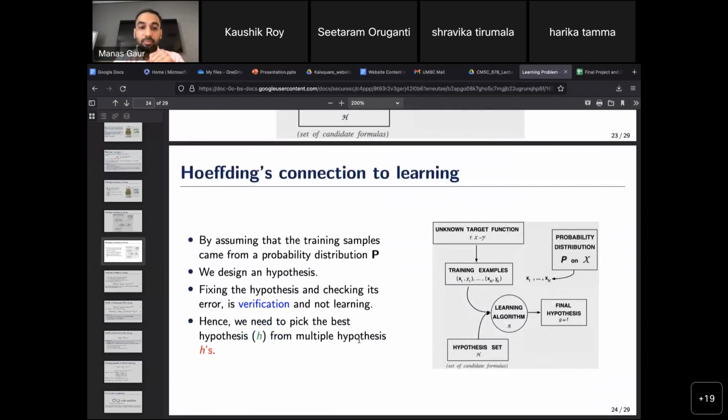Before we go into that point, there are certain things that we want to take into account. First, we assume that the training samples came from a probability distribution P, and we design our hypothesis based on that. This is the biggest assumption that you are taking in machine learning. Your machine learning algorithms are always created based on the first two points of the assumptions. Second, fixing the hypothesis and checking its error is verification and not learning.